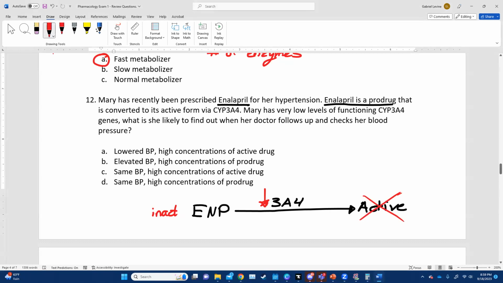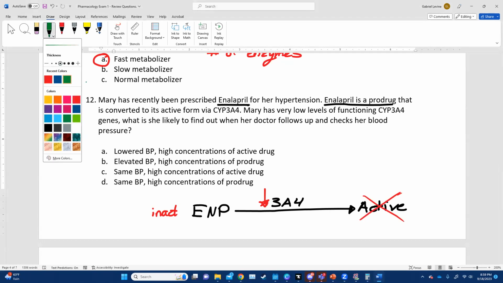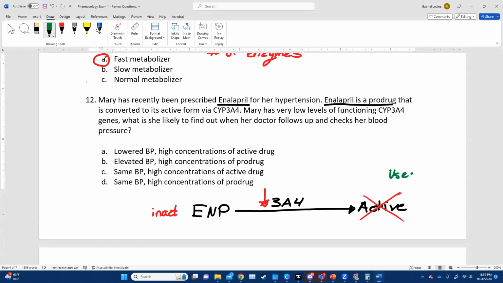Now, what is the effect of this drug? What are we using it for? We're using it to lower blood pressure, right? She's using it for hypertension. So if we're not converting it to its active form, we are not lowering her blood pressure, which means that it will be elevated or the same. It definitely won't be lower, I guess is the way to say it, right? It cannot be lower.